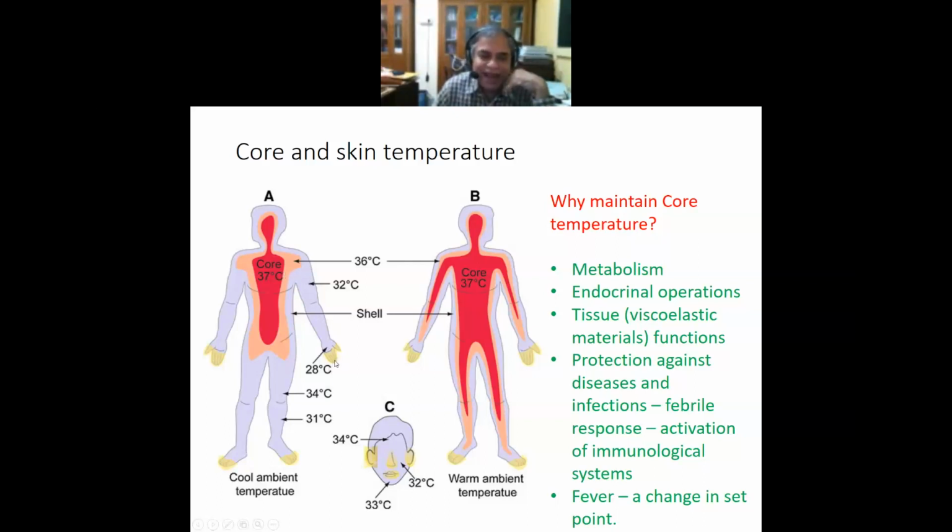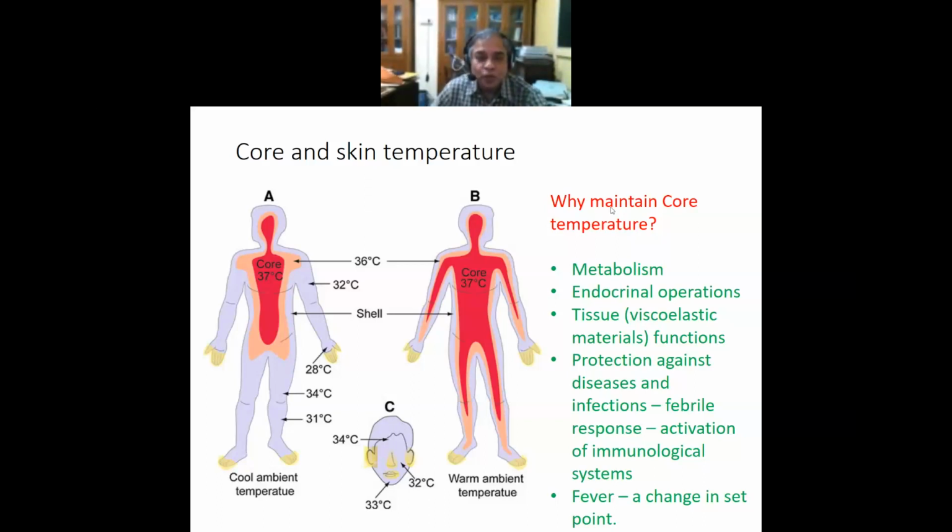So we can see at the hand, we can have 28 degrees Celsius, somewhere we can have 32 degrees Celsius, somewhere we can have 36 degrees Celsius. In the face, within this small area, there is a lot of temperature variation: 34 degrees, 32 degrees, 33 degrees, like this. Because the brain is there, and of course I will not get time to discuss the temperature control of the brain, that is again very challenging, and understanding it is also challenging.